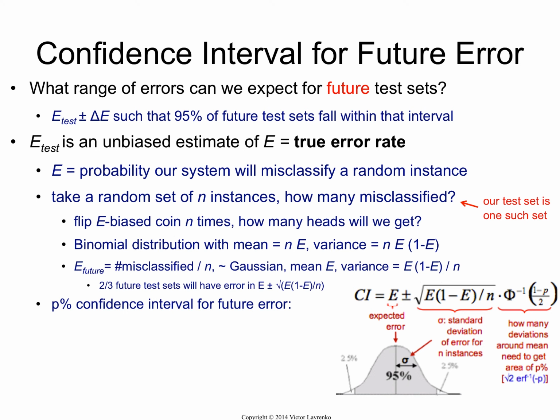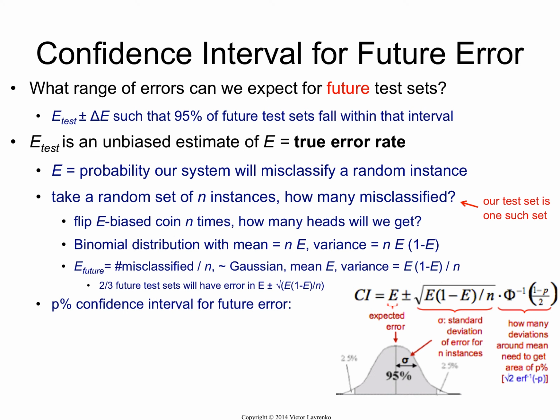So for a Gaussian, for example, you know that if you take the mean and go one standard deviation left and right, then that will capture about 2/3 of the mass under the Gaussian. So 2/3 of the future test sets will be the mean plus or minus the square root of the variance. But that's 2/3. So what if you wanted to take that 2/3 and expand it out to 95%?